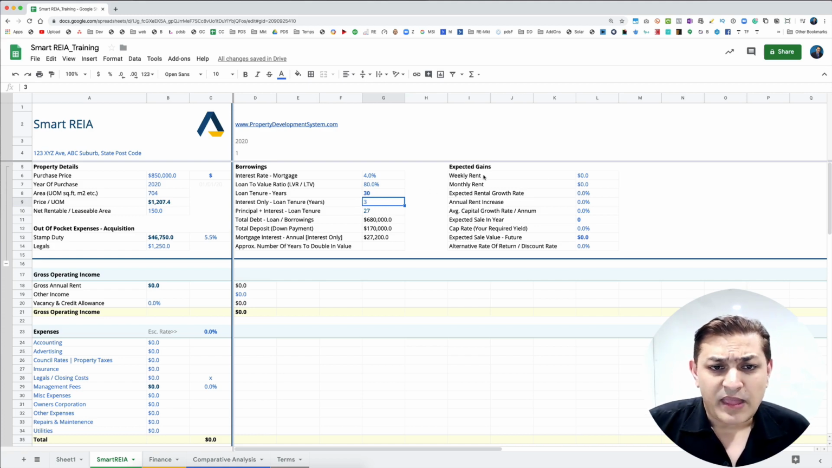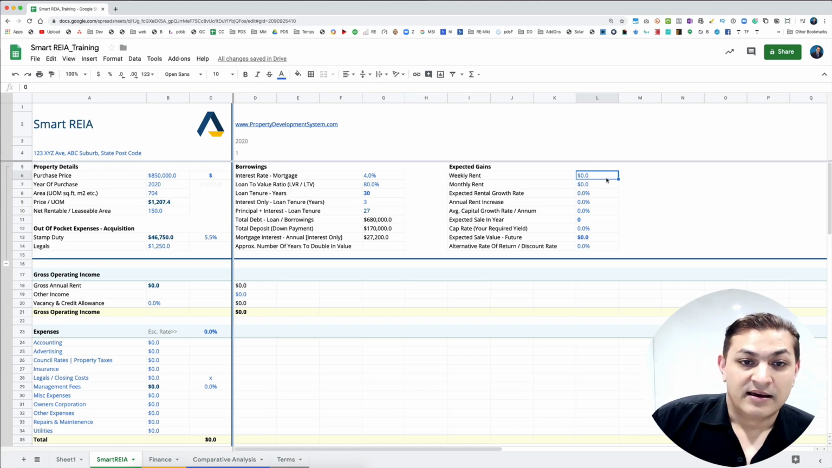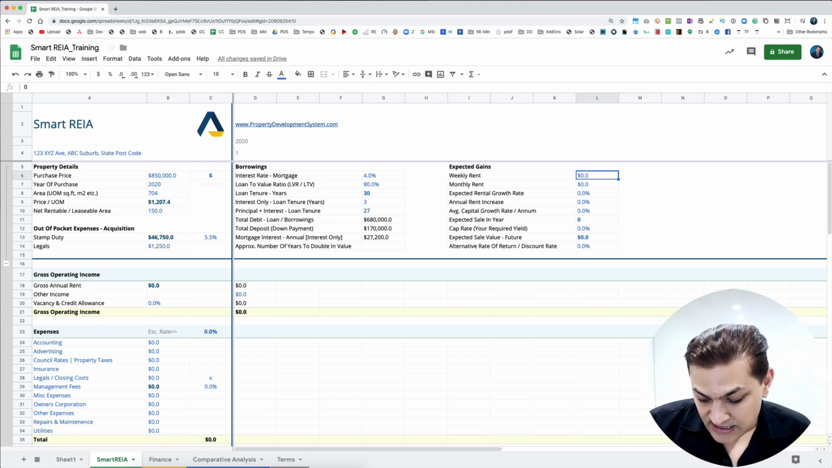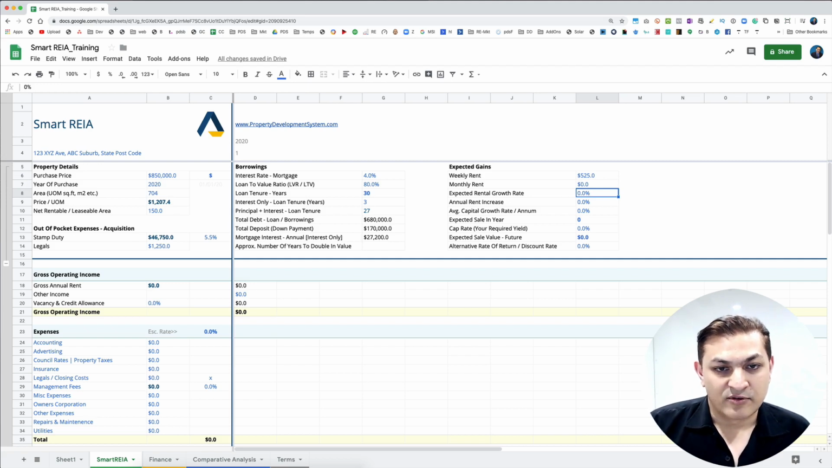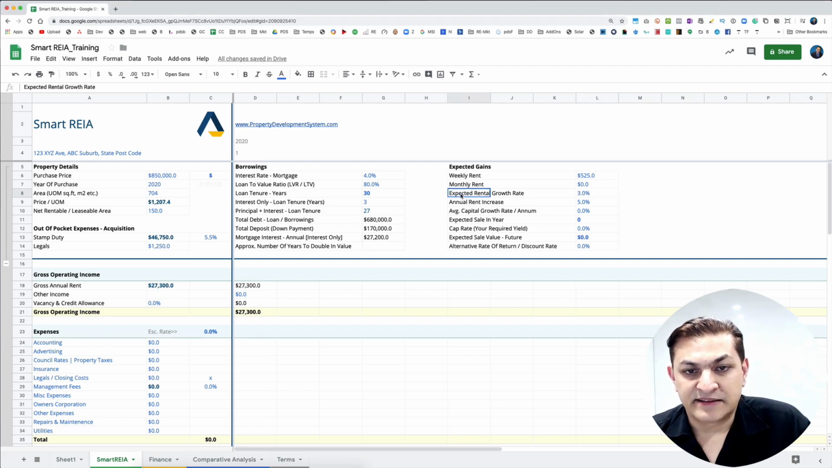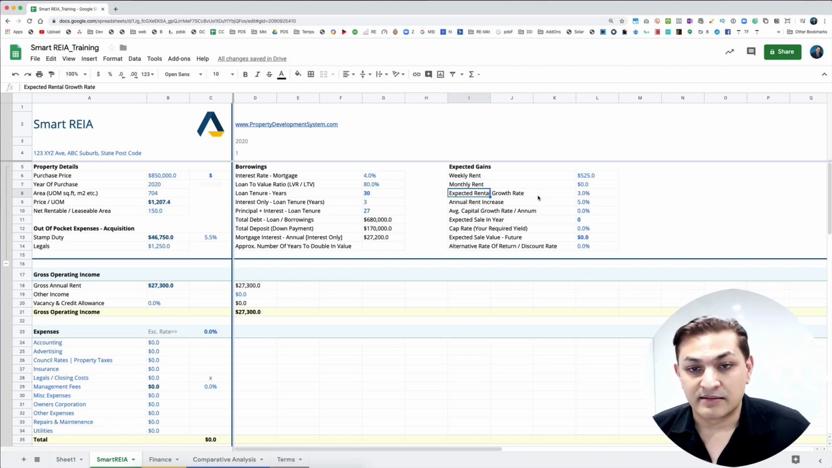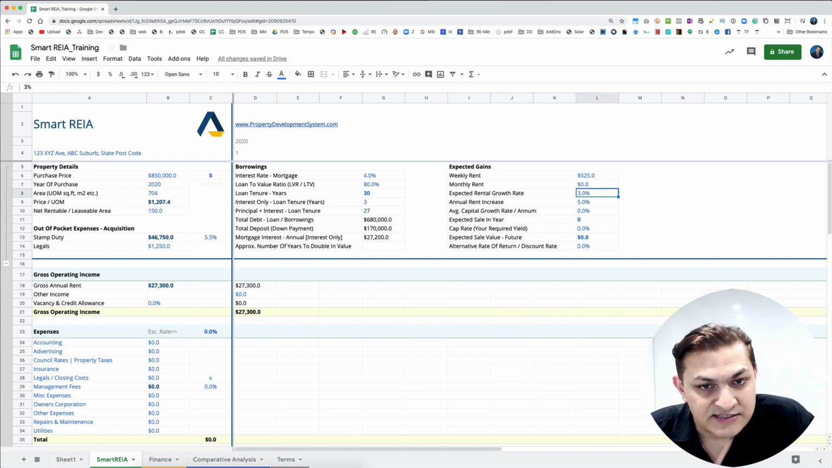Because it's an investment property, I am going to rent it out. I want this property to make some money for me. So I can either put in a weekly rent or monthly rent. In my scenario, I'm just going to put in, let's say, $525 a week. I'll leave the monthly rent empty because it automatically does that for me. Next thing I have is expected rental growth. If I'm going to rent it out, what growth in the rent can I expect? So I'll just put that in as 3%.